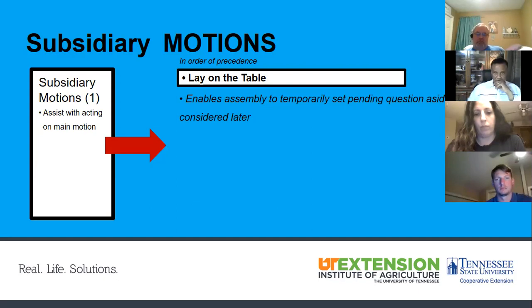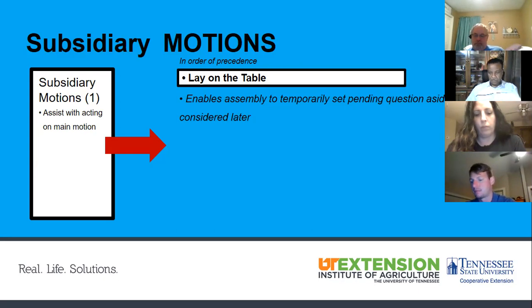It will be an example. So for example, let me give you a scenario. During discussion of a main motion that we buy a red car, the group has just learned that our group treasurer has been admitted to the hospital. So that the assembly may adopt a motion to send the treasurer flowers in the hospital, we're going to lay this motion on the table.